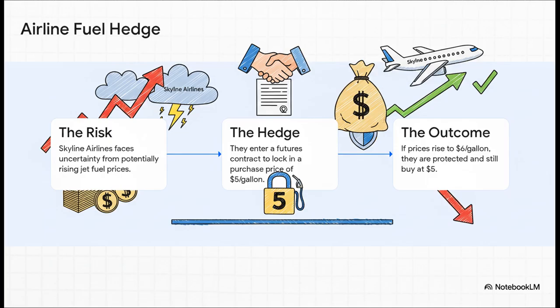Let's go back to our airline. By locking in a future price for jet fuel, Skyline gives up the chance to benefit if the price suddenly drops. But what they get in return is way more valuable: certainty. They know exactly what their biggest cost is going to be. That lets them budget and protects their profits from a totally disastrous price spike.